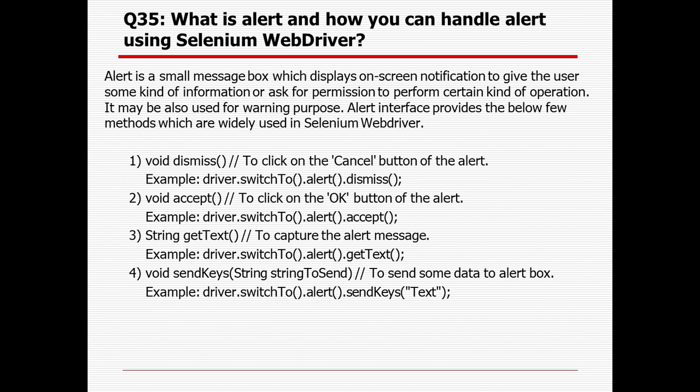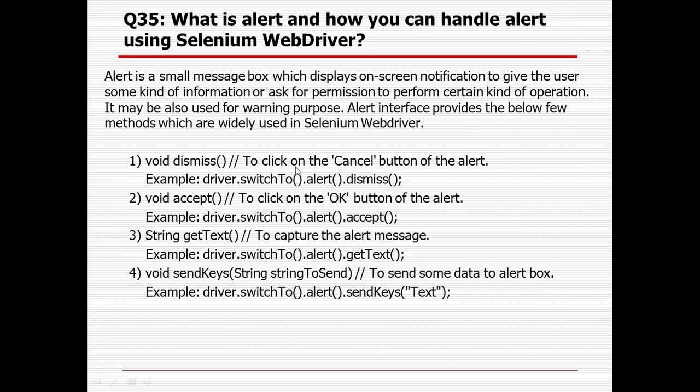In the Alert interface, there are a lot of methods: dismiss, accept, getText, sendKeys. If you use dismiss, it will click on the cancel button. For any alert, there will be some text message, and there may be an input box where you can pass some input. Suppose one alert says please enter your age. After entering your age, you need to click on the OK button. If you do not enter your age, you need to click on the cancel button, right?